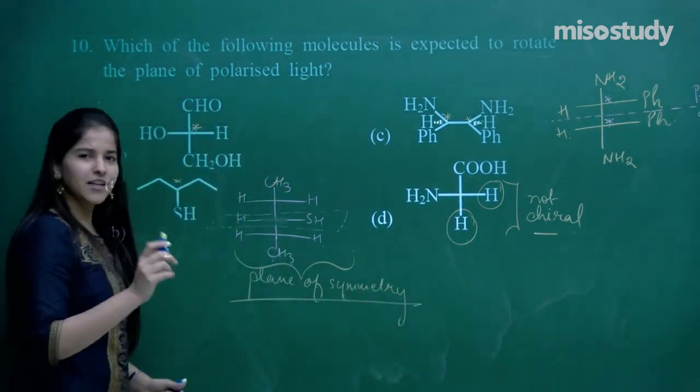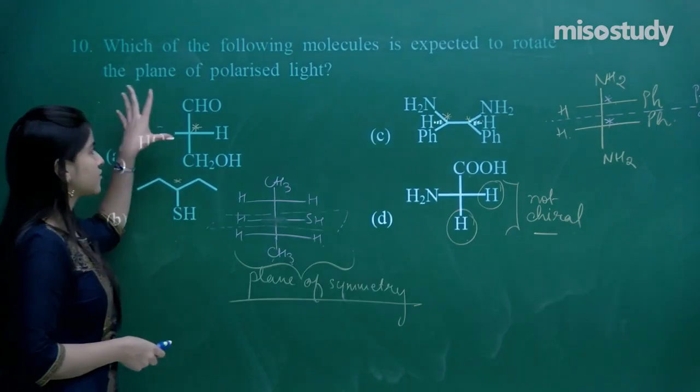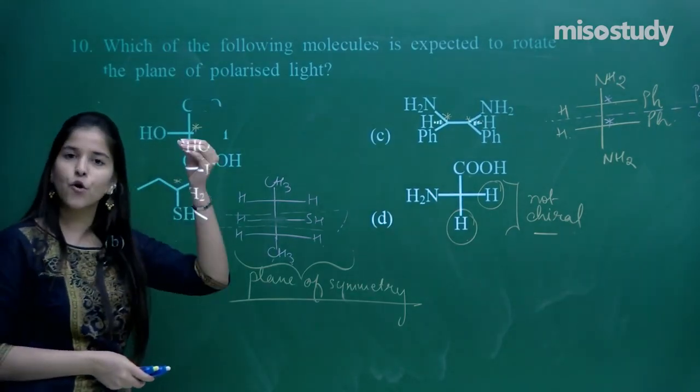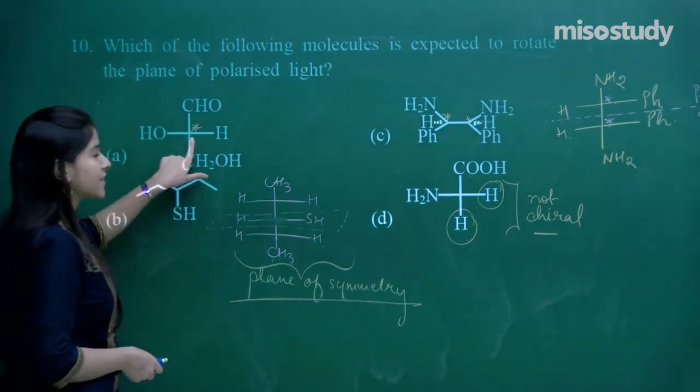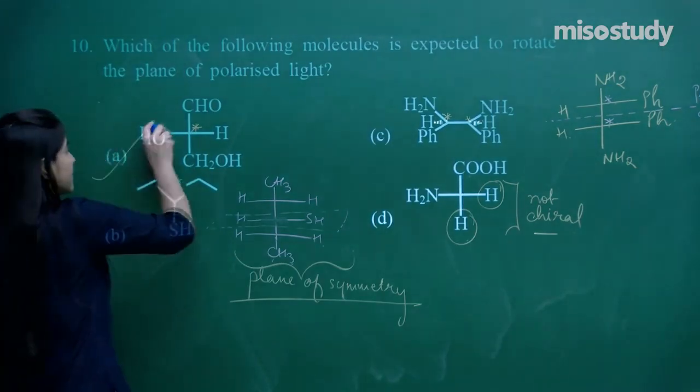So we have finally got our answer, that is this. This is not having any kind of center of symmetry or plane of symmetry, and definitely it is having a chiral carbon. So that is our answer.